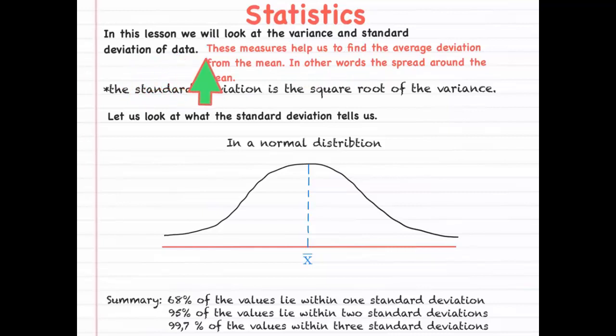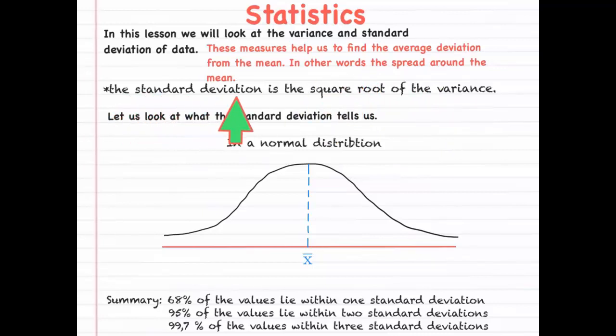Now what are they? Well, these measures help us to find the average deviation from the mean. In other words, the spread around the mean. So if we calculated the average of data, we want to know all the other numbers. What is the average difference that they have from our calculated average of all the data? And I'll show you in a few minutes what that means.